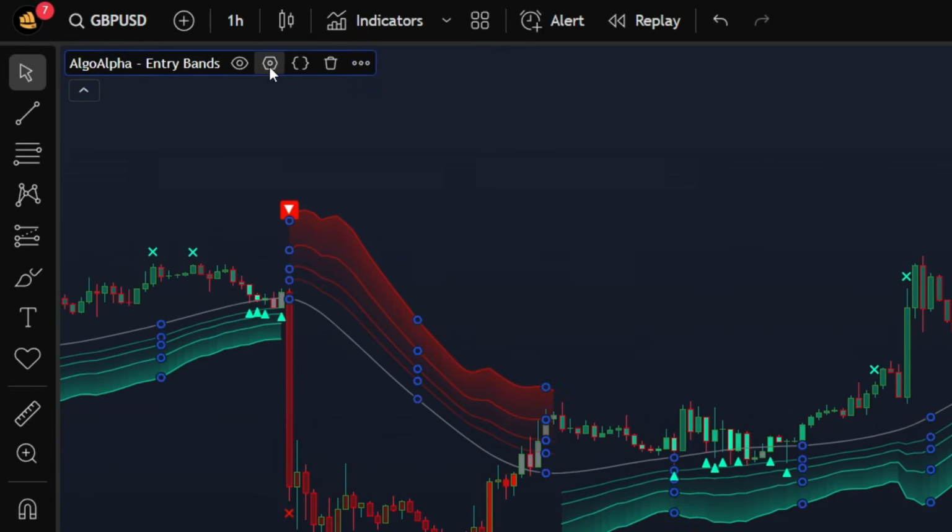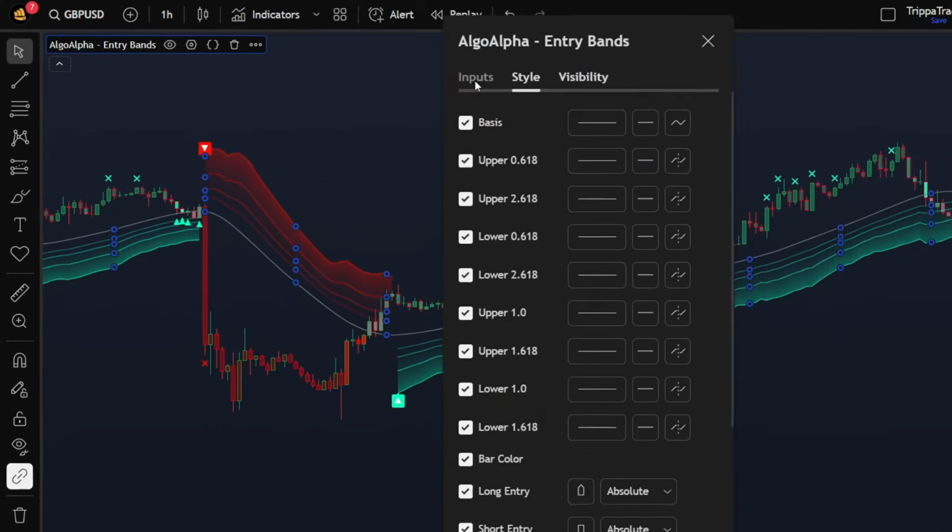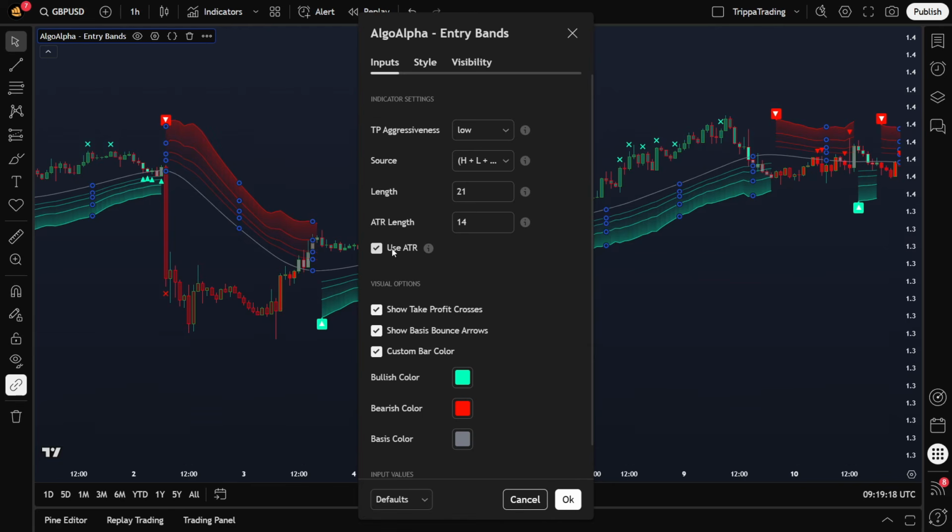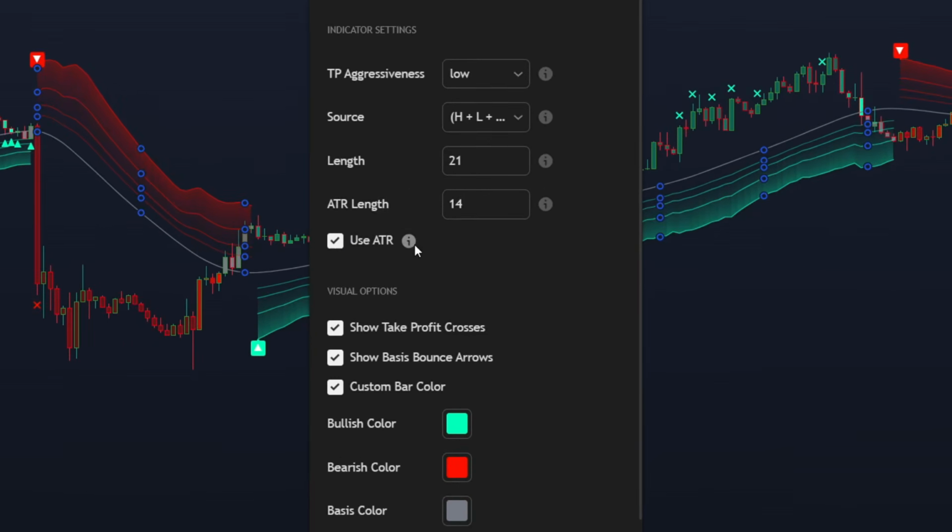Now let's open the settings. You can do that from here. You can pick between ATR or SDEV for the volatility source. ATR makes the bands smoother and less jumpy. SDEV makes them more sensitive and faster. On 1 hour time frame, I prefer ATR because it avoids too many false signals.